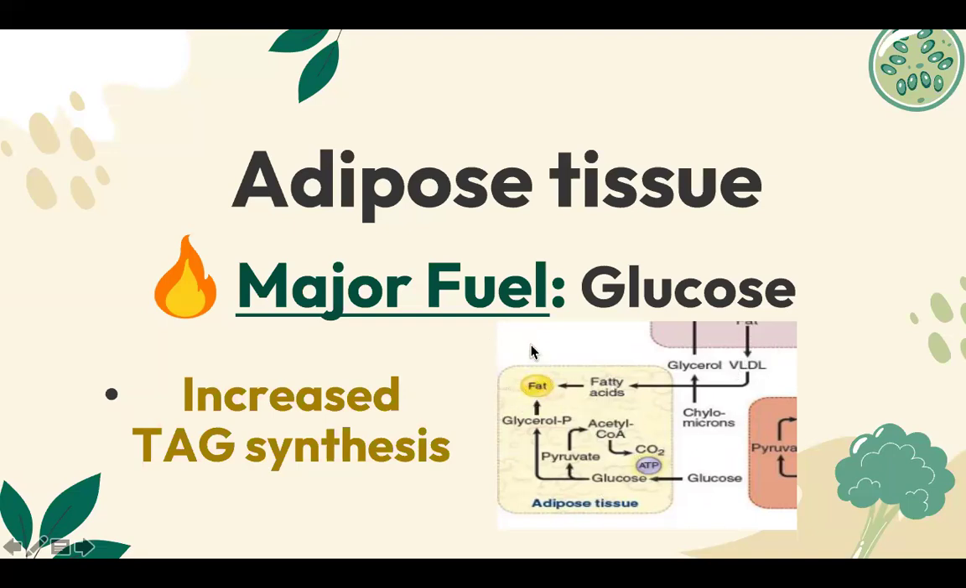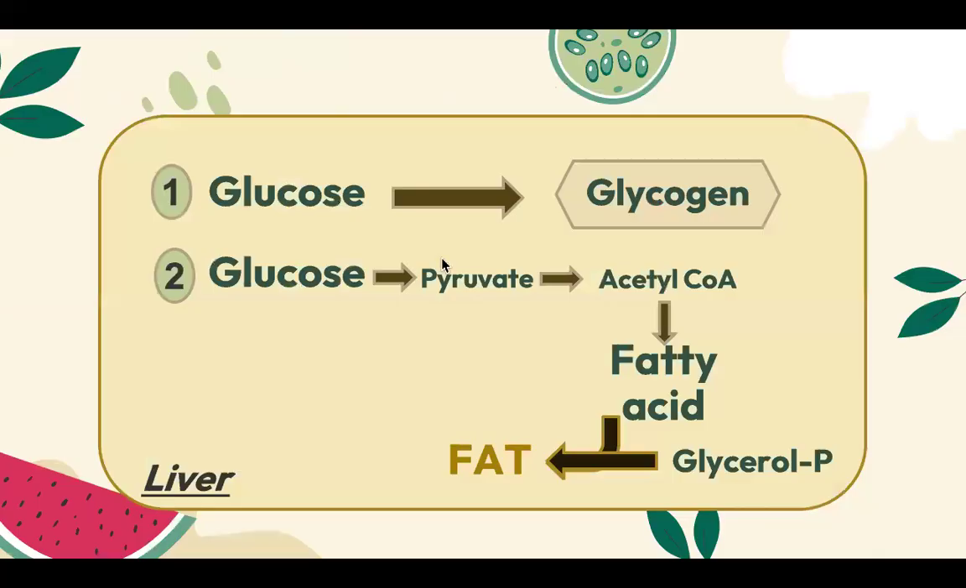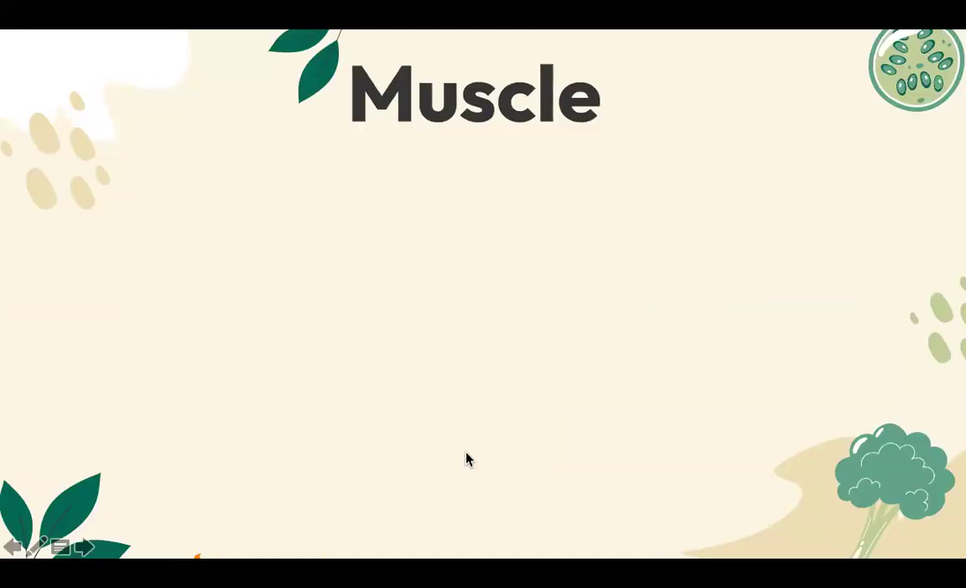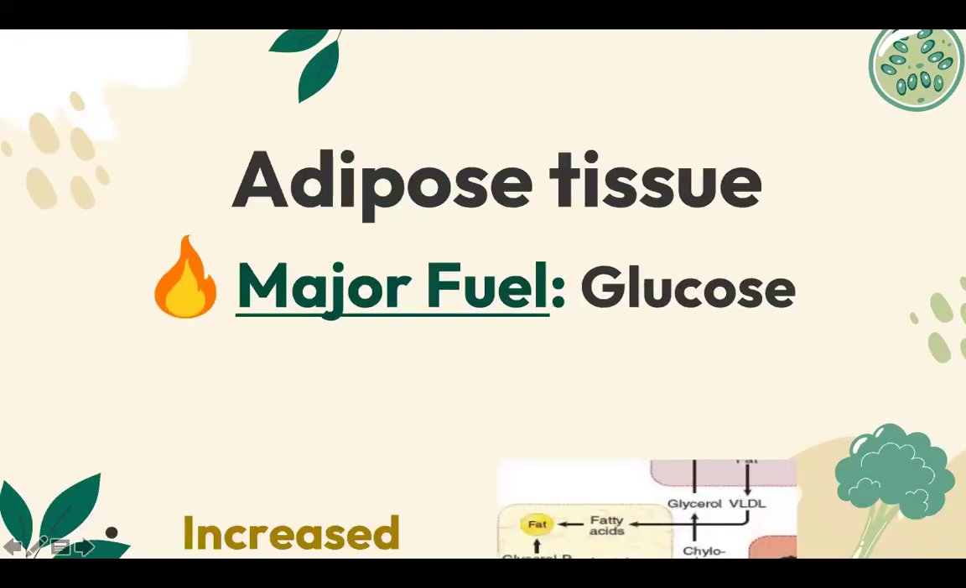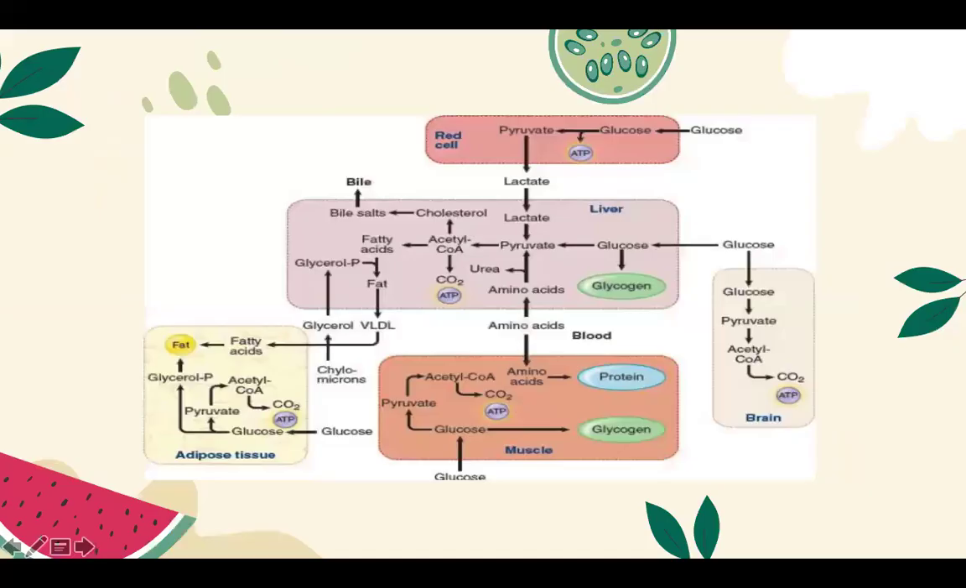Just to understand, it's not very important, but we said before that in the liver we're getting our fatty acids from glucose, and we're getting our glycerol P from chylomicrons. And these combine to form fat. However, here in adipose tissue, we have glucose forming glycerol P, and then fatty acids that come from VLDLs to form fat. Okay?